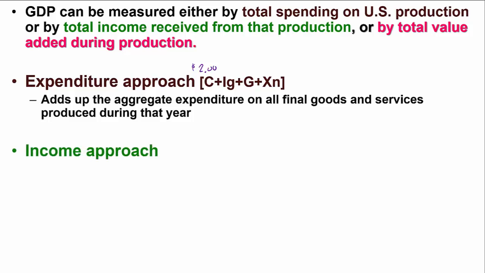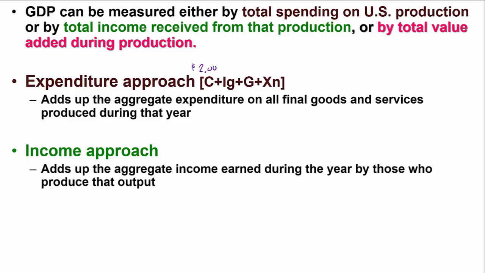The second one is the income approach. The income approach adds up all the income earned during the year by those who produce that same output. Now typically, there's a little more to it than this, but typically it's just rent, wages, these are incomes, interest, and profits. So let's pretend the $2 that I spent on bread allowed a grocery store to put some of the money towards its rent, maybe some of it towards wages, some of it towards the interest it has to pay for capital, and some of it for profits. So that all adds up to $2. Again, this is from the purchase of a loaf of bread.